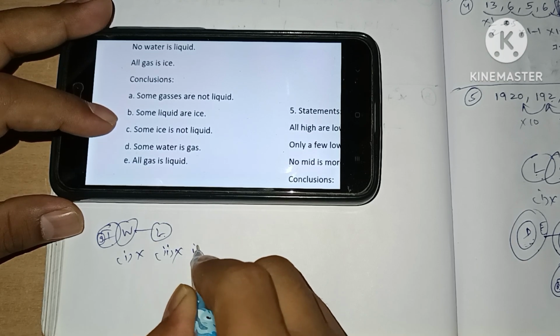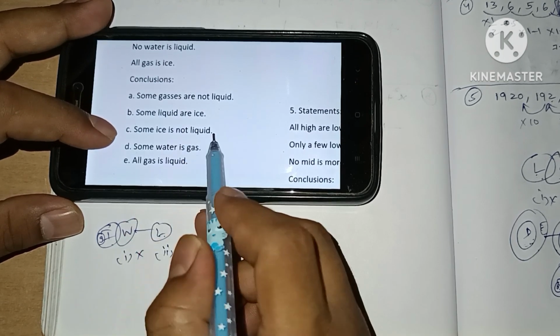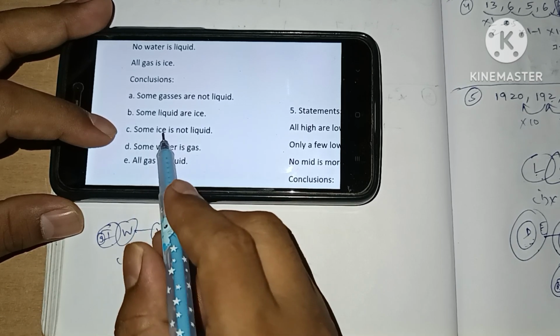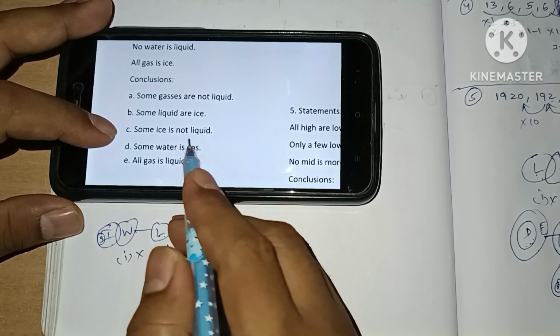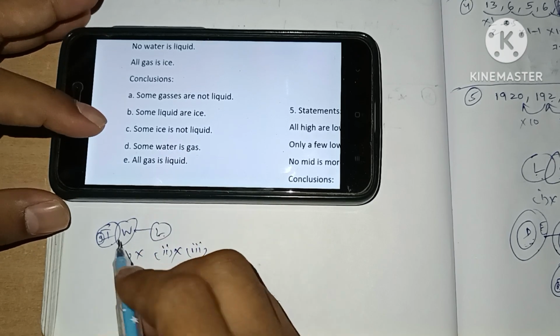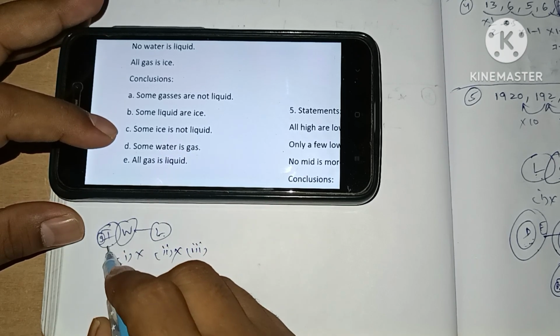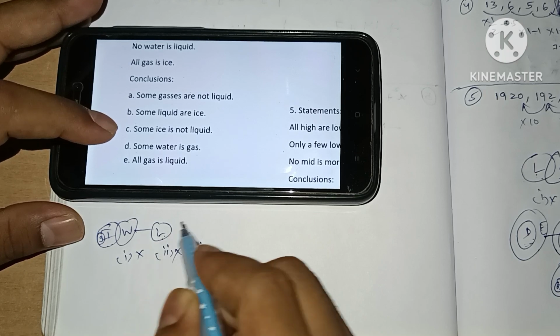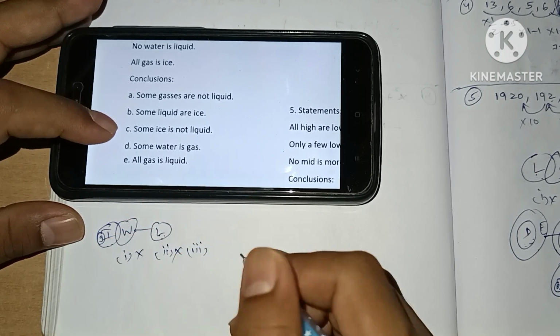Third conclusion. Some ice is not liquid. Here not. We see not here means we check some ice can be liquid or not. Some part of ice can share with liquid or not. Yes, so we can share some part of ice with liquid. So some not case will fail.